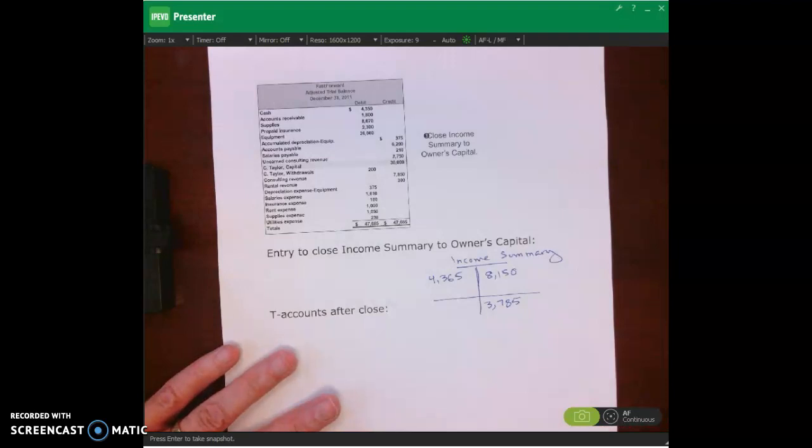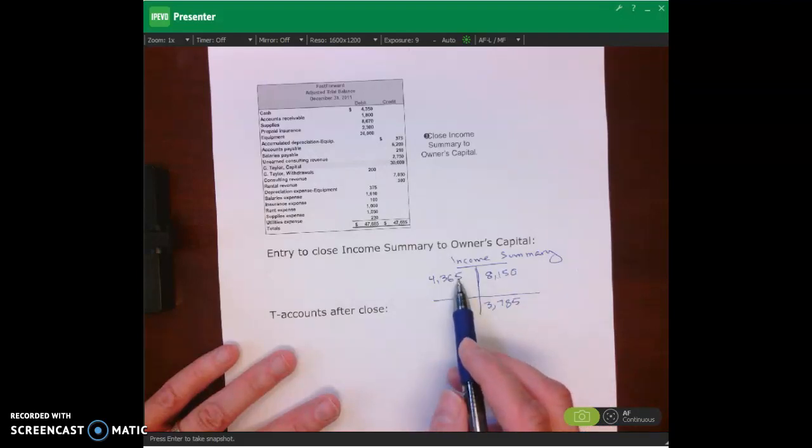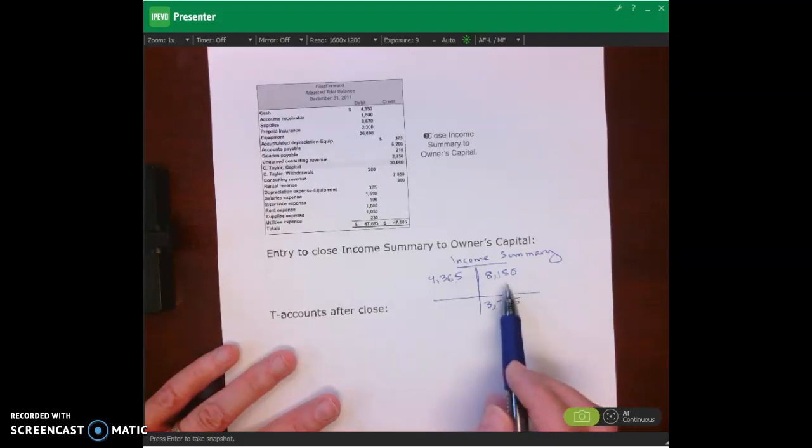That is my balance in income summary. Now, what does this balance represent? Well, it's really, what is the credit to income summary? That's my revenues. What is the debit to income summary? That's my expenses. So what did I do? Revenues minus expenses, 3,785 credit balance in income summary is net income.